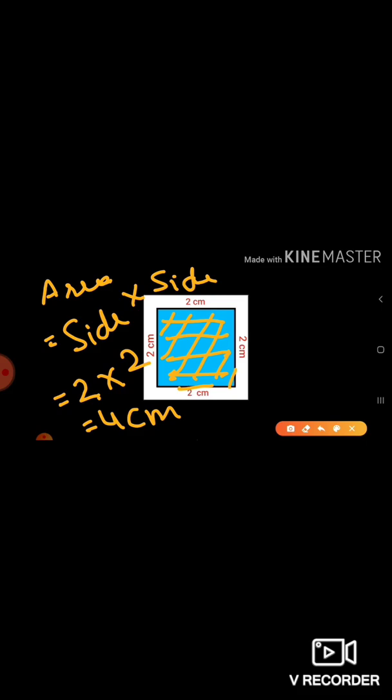So have you understood what perimeter is? Perimeter is nothing but the length of the boundary. The next one is the area. Area is nothing but the space occupied by the figure. So here the blue color shaded portion is the area.